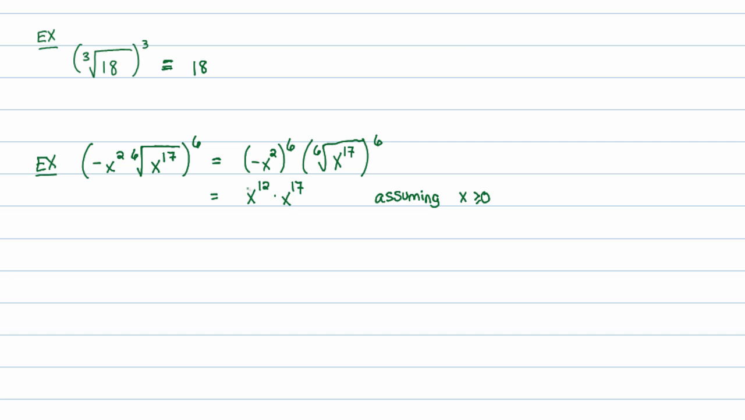And by the way, you'll begin to notice that really where you start to be concerned is when your powers and your roots are even numbers. Okay, so we're going to assume that x is positive, and when I multiply these two bases together, I'll get x to the, let's see, 29th power.